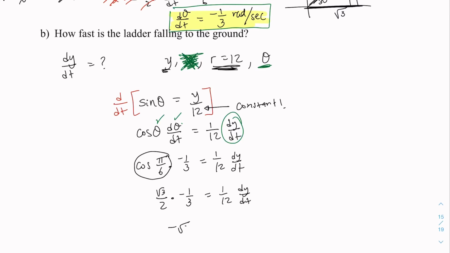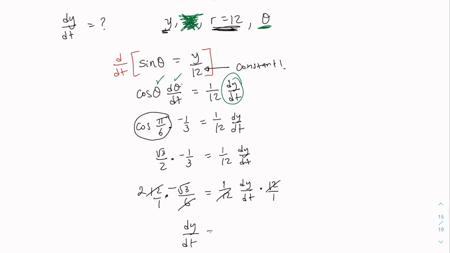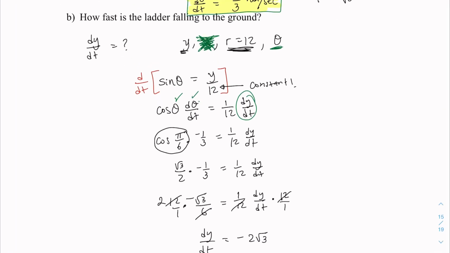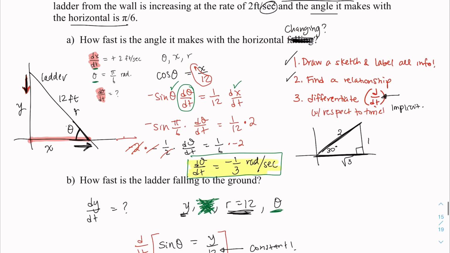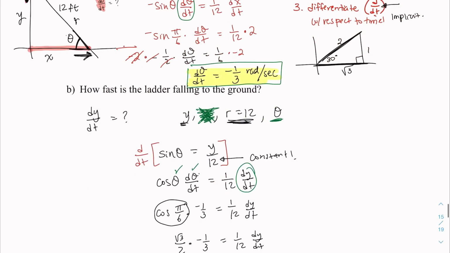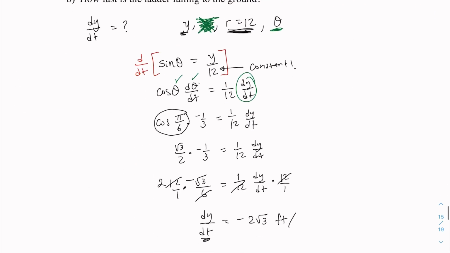Multiplying straight across on the left side, I get negative root 3 over 6 equals positive 1/12 dy/dt. I'll isolate dy/dt by multiplying both sides by 12 over 1. That will cancel with the 6. And my final answer is dy/dt equals negative 2 root 3. Let's get some units. When we're talking about the rate at which this is changing, we're describing feet. Y is measured in feet. But it's with respect to time, so we need our time as well. That's feet per second. And we're done.